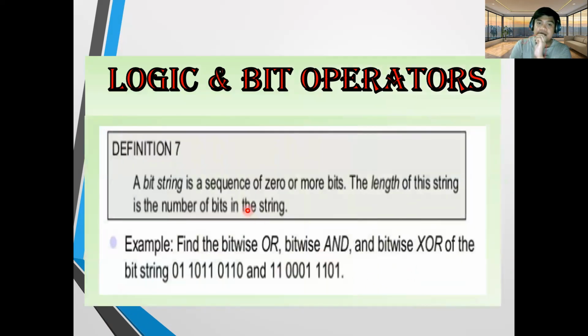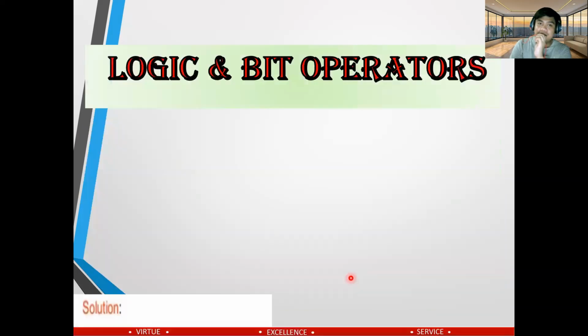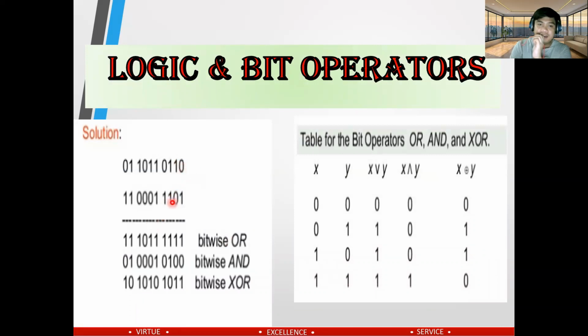So definition: a bit string is a sequence of zero or more bits. The length of a string is the number of bits in the string. For example, find the bitwise OR, bitwise AND, and bitwise XOR of the following bit strings: 0110110110 and 1100011101. So our answer will be here.